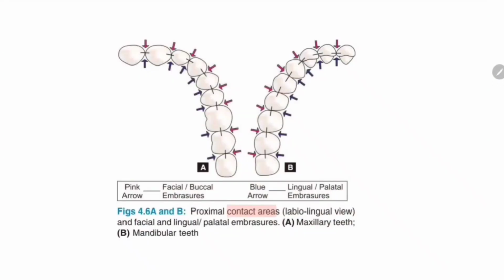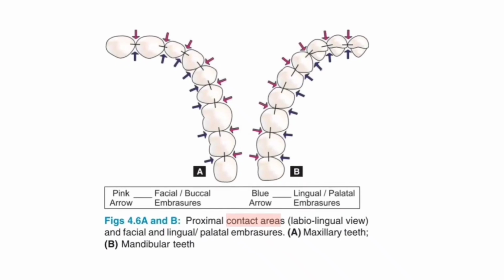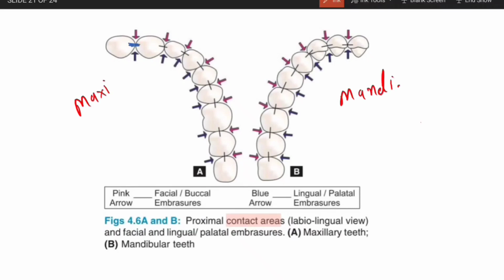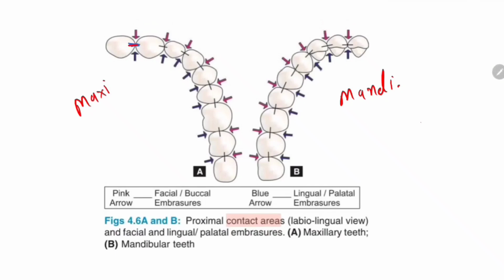Now moving to this image from our textbook. In this image, this is for maxillary teeth and these are for mandibular teeth. In the maxillary teeth, the contact areas are present at the middle 1/3, slightly towards the facial aspect, right, in the posterior teeth. But in mandibular teeth, they are present in the middle 1/3 and more facial than maxillary posterior teeth, right?